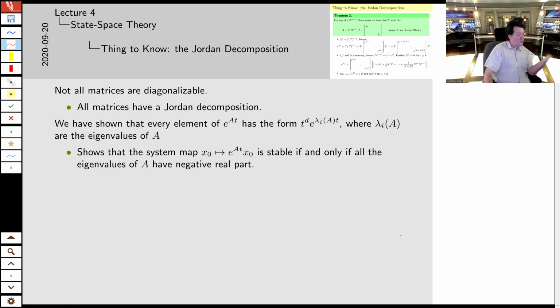So again, all matrices have a Jordan decomposition. They don't all have a diagonalization. And so we've now shown that any system, any A, or the system defined by A, is stable if and only if all of the eigenvalues of A have negative real part.